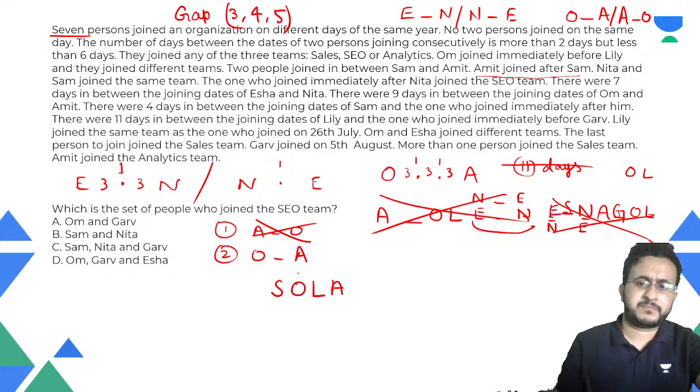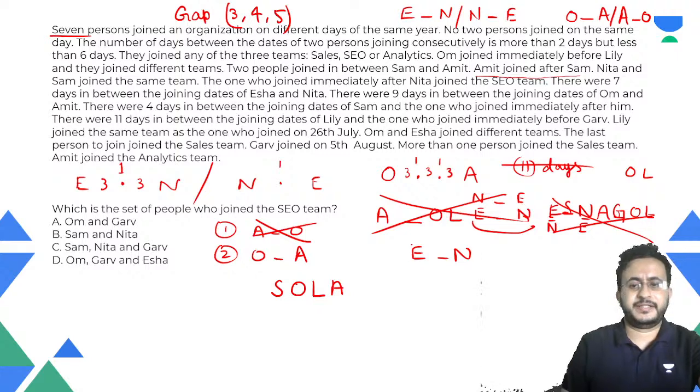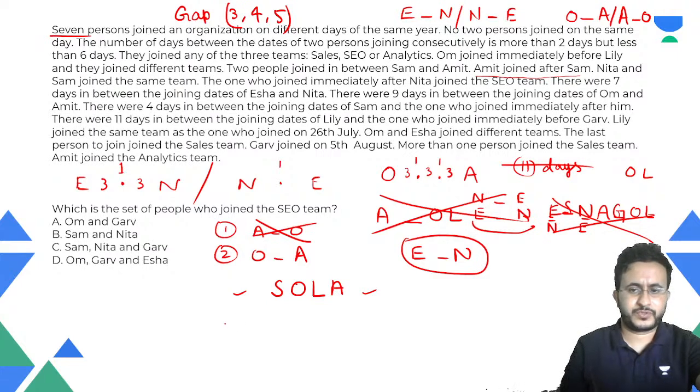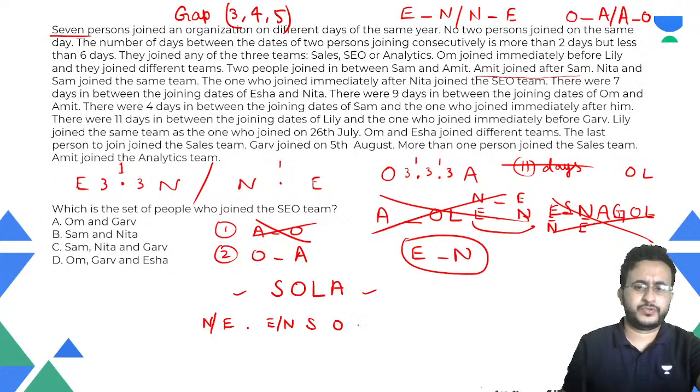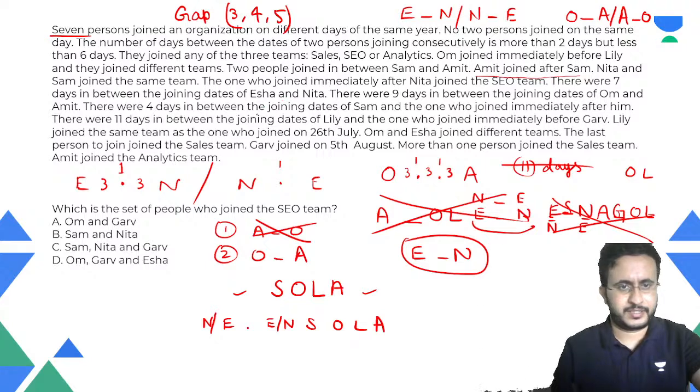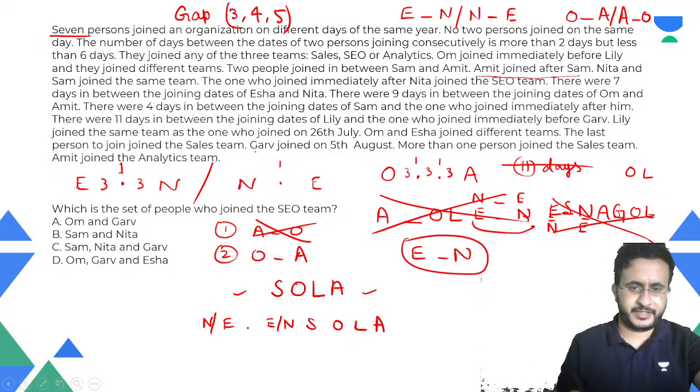We have to arrange 3 people, right? So we have E, N, and one person in between. So this set can come either here or here. Okay, so let us take both the cases. Let us take E or N, whoever it is, and then one person, then the other person out of ENSOLA. Okay, who is left? That person is, I think, Garv, right? So this is Garv.